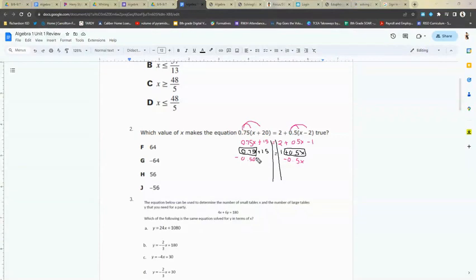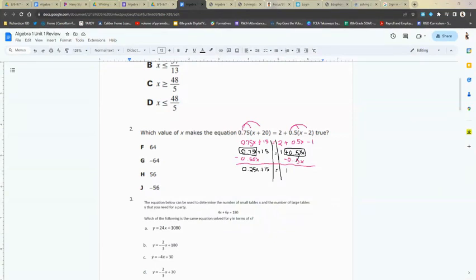I'm just going to put the 0 here because it's the same thing, because it's easier for me to subtract mentally. If you just want to put 0.5, that's fine. Just know that this answer is going to be 0.25x plus 15 equals, and all we have left over here is 1.